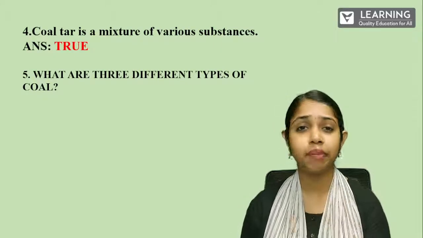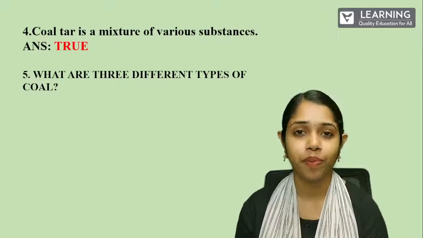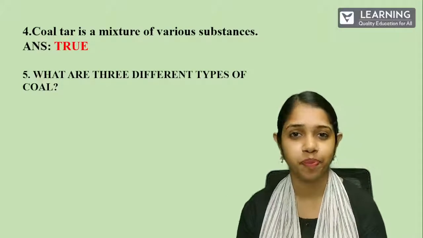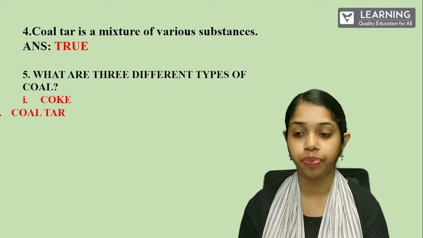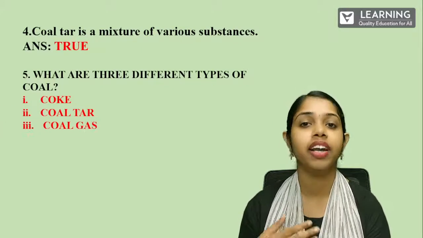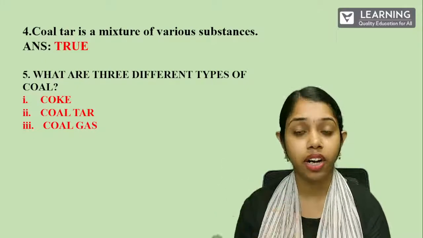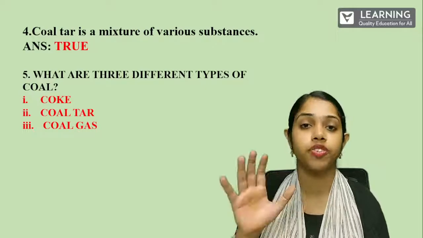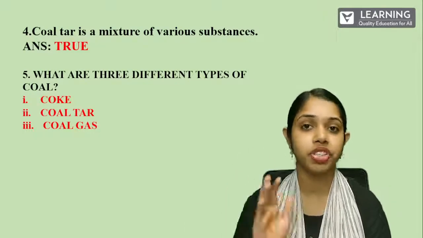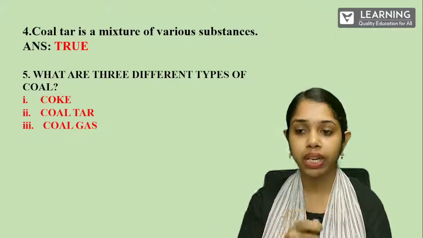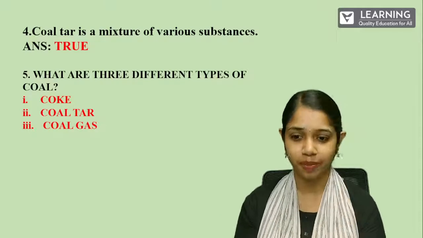So what is the answer? There are three main things under coal, types or forms of coal. One is already there. The answer is coke, coal tar, and coal gas. Yes, these are the three different kinds or types of coal which we all learnt about, right? Go back to our previous session, watch the complete video, you will understand about coal and all the three different forms of the coal.